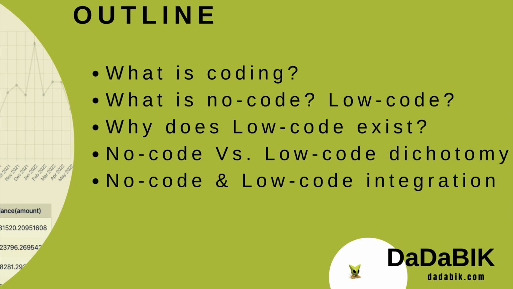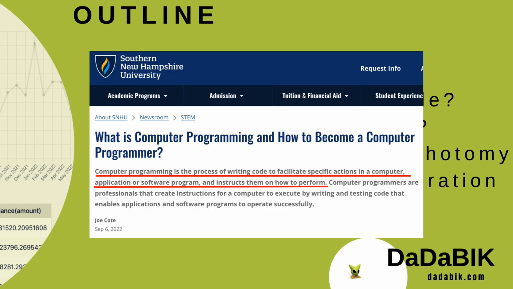So, what is coding? As I said, the general definition is pretty obvious, but should we use this definition when we talk about no-code, low-code? We'll answer this question later. For the moment, let's focus on the definition. So, this is one of the very first results I got on Google. If I search computer programming definition, I think it's a good one. Keep in mind this definition because we will need it later.